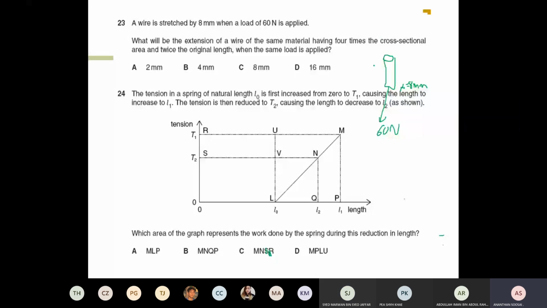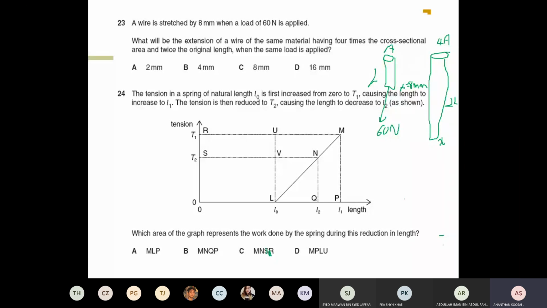Okay, class. So I think all of you are giving B. So I believe it should be B. So this is L. The area we take as A for the first one. The second one: the extension of the wire, same material, having 4 times the cross-sectional area. So A becomes 4A. And the length is what? The length is 2L. L becomes 2L.